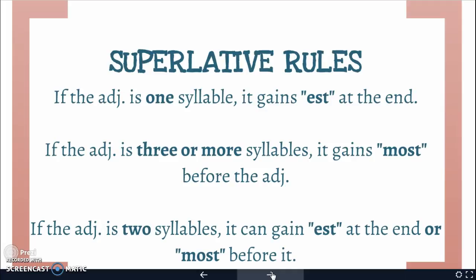And the last rule, if the adjective has two syllables, it can gain the EST, or we just put the most in front of it. So we can use the adjective clumsy. We could say, Mr. is the clumsiest teacher I've had, or Mr. is the most clumsy teacher I've had. Either way, they're both grammatically correct.